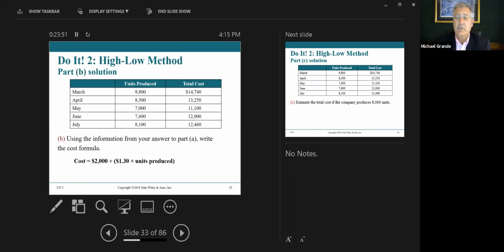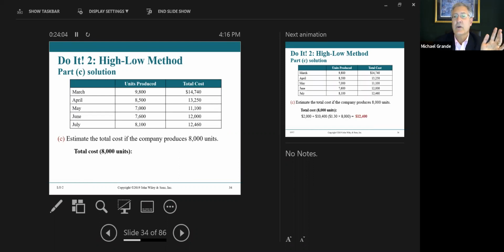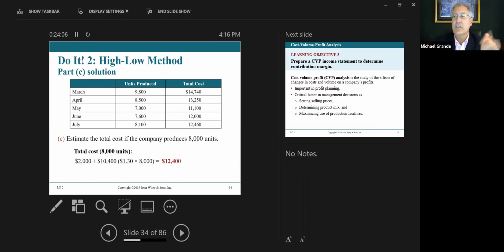Total cost equals fixed cost plus total variable. Or total cost equals the $2,000 of fixed cost plus $1.30 times however many units you want to produce. And the question is, what is the total cost if they produce 8,000 units? It's going to be the $2,000 of fixed cost plus $1.30 times 8,000 units. Total cost is $12,400.